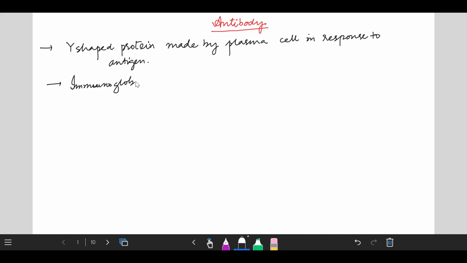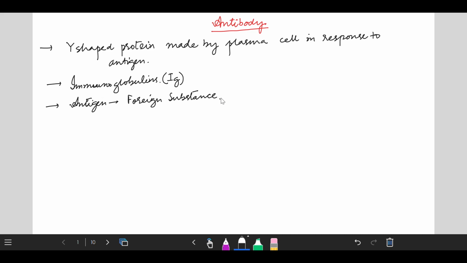Short form is Ig, immunoglobulin. Now, what is antigen? Antigens are the foreign substances that cause the body to make an immune response. So, when there is an antigen present in the bloodstream, antibody detects it and originates an immune response.